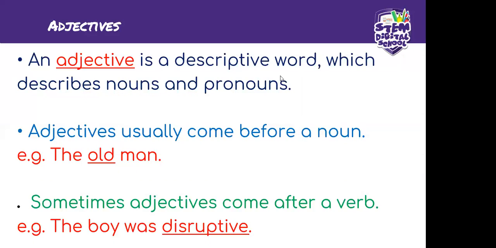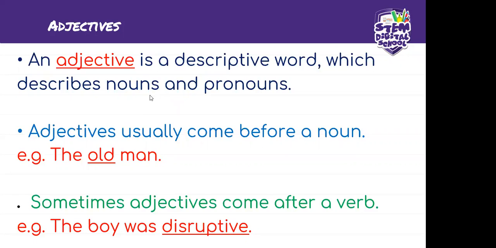Remember that a pronoun is used in place of a noun. So it really is logical that an adjective will also describe a pronoun. Let me make this example. Let us say Jessica is beautiful. So what is the noun there? The noun there is Jessica, and our adjective becomes beautiful.